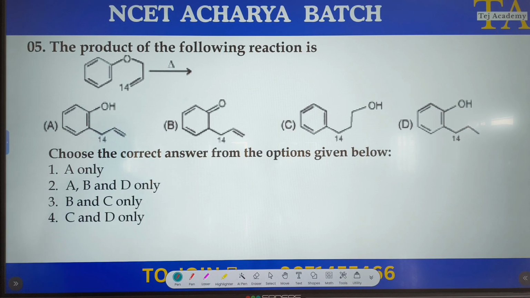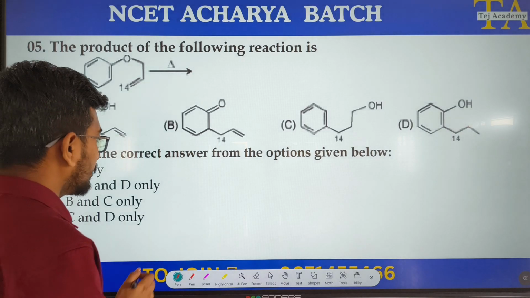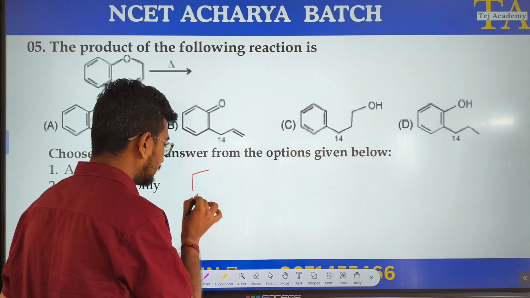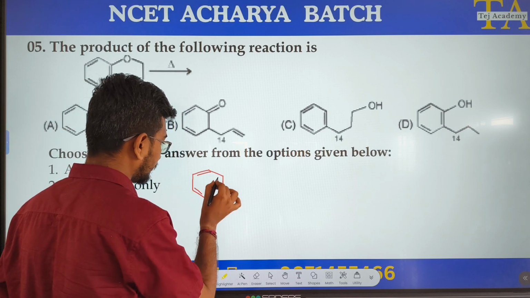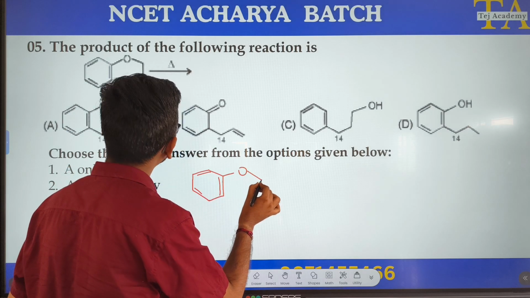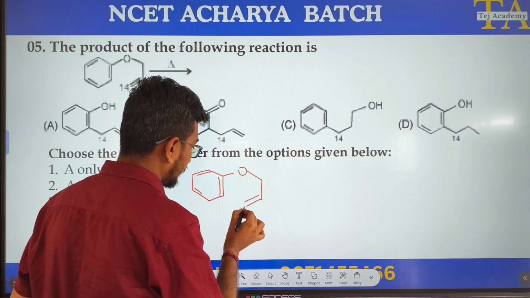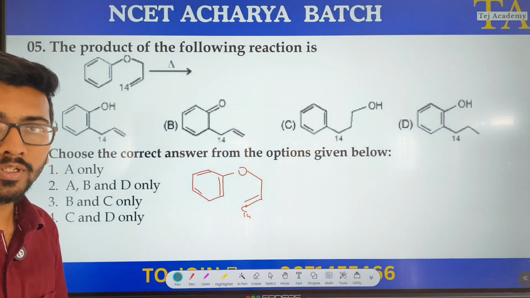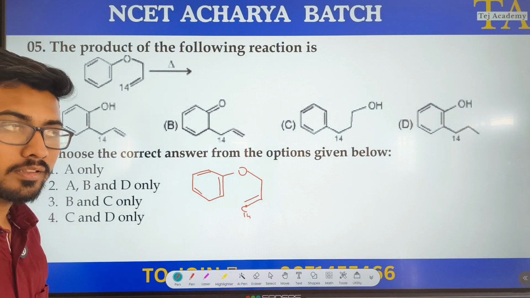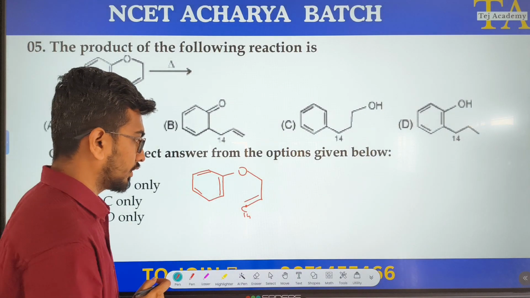So the fifth question is, the product of the following reaction is. We have to choose the correct option which we are going to get as a product. First we'll write the reaction, then we can choose the correct option. See here, this is carbon 14, the isotope of carbon, with which we can track the reaction mechanism.